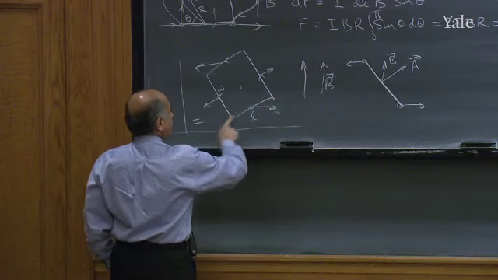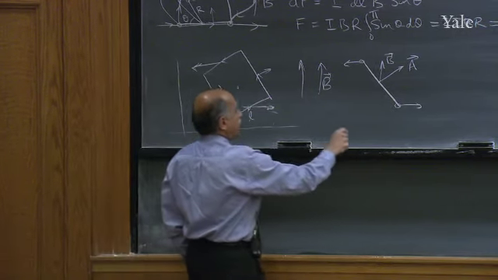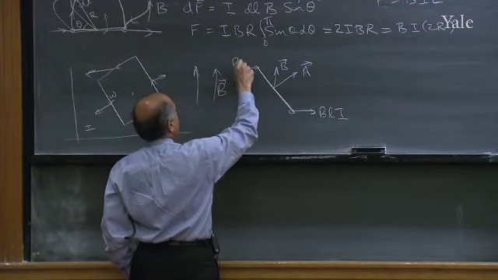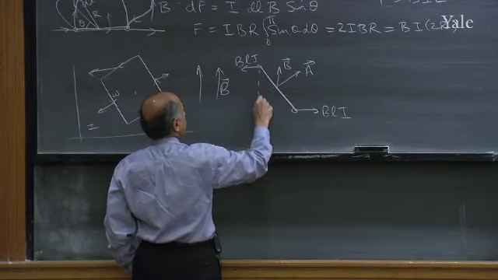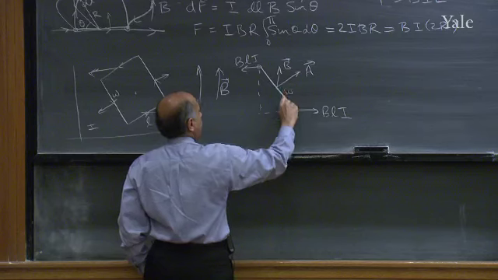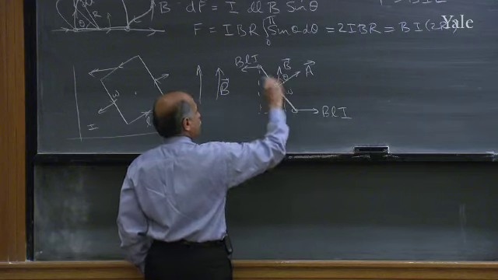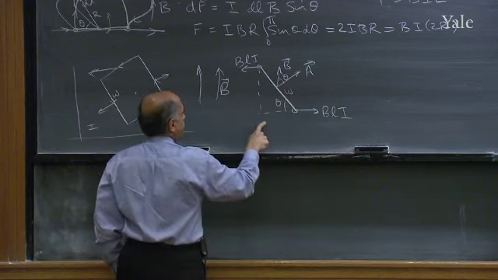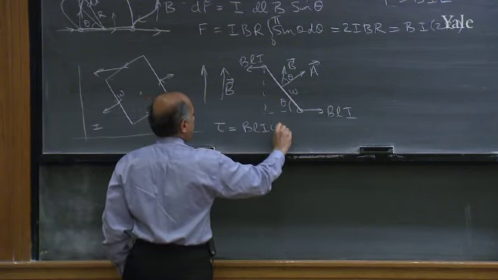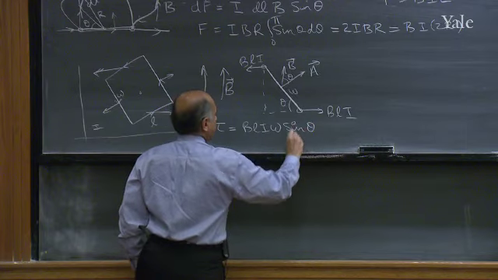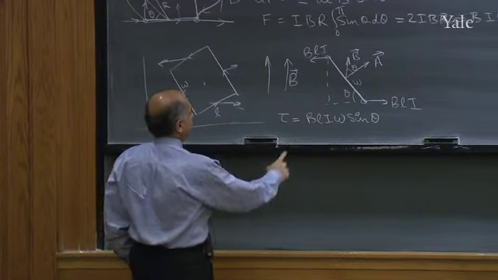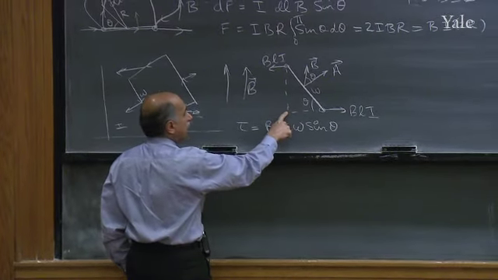Then the force on this segment is BLI, I told you that. And this force is also BLI, and that is W, and this angle and this angle are both theta. Then the torque is equal to BLI W sine theta. I hope you understand why it's W sine theta, because W sine theta is that distance.